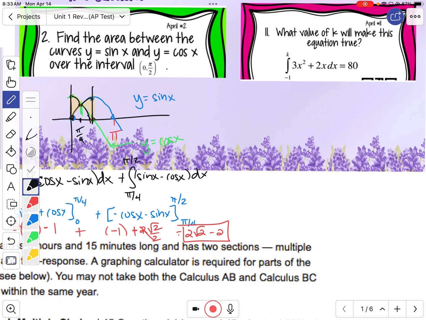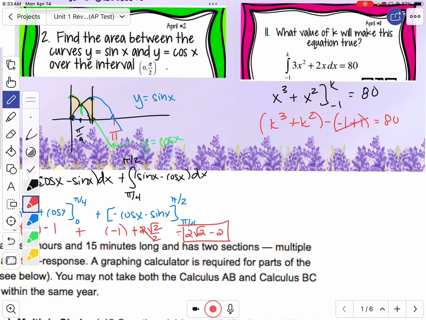So they give me, and this one's calculator active, an integral, and we know what it's equal to. So if we take an antiderivative, that would be x cubed plus x squared, evaluated from k to negative 1, and it should equal 80. Right, so if we plug that in, k cubed plus k squared minus negative 1 plus 1 equals 80.